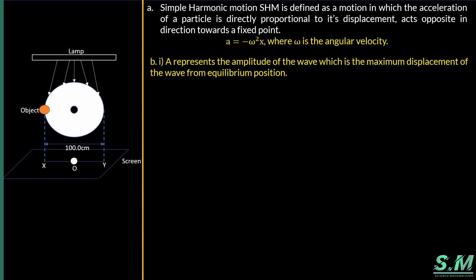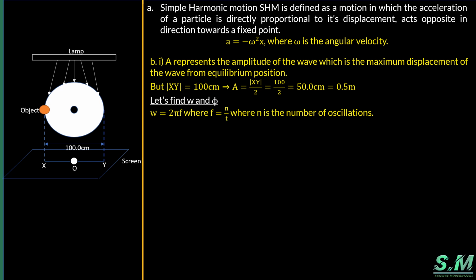Part B says calculate the amplitude. In the equation x equals A sine(omega t plus phi), A is the amplitude of the wave, which is the maximum displacement from mean position. The distance between X and Y is equal to 100 centimeters as shown. But the displacement from mean position right up to one of its extremities is the amplitude, and therefore this distance will simply be XY divided by 2. So the amplitude is 100 divided by 2, which is 50 centimeters, equivalent to 0.5 meters.